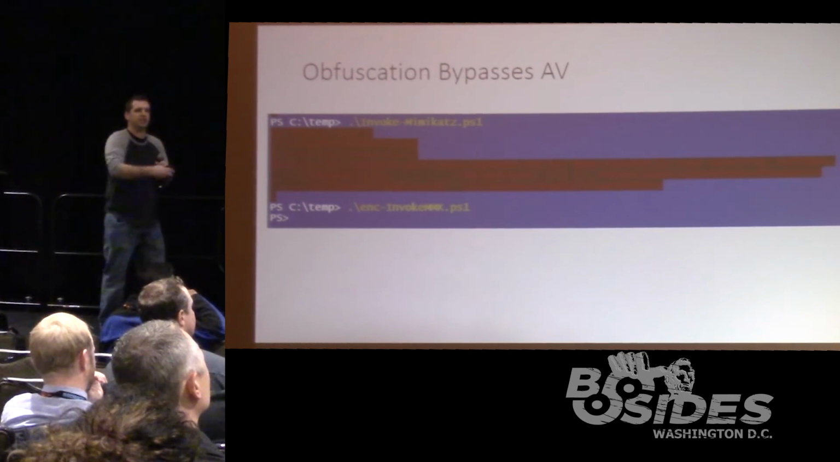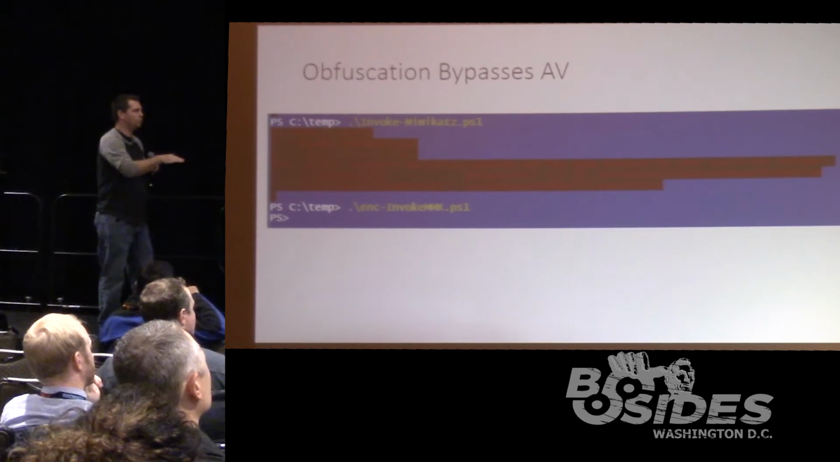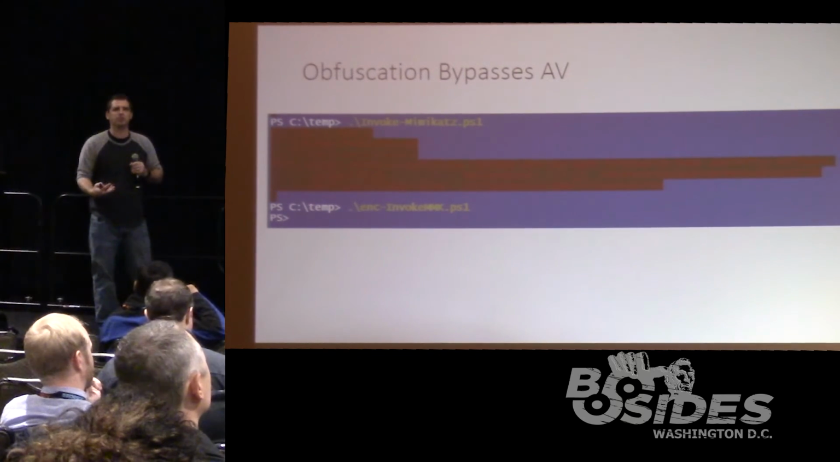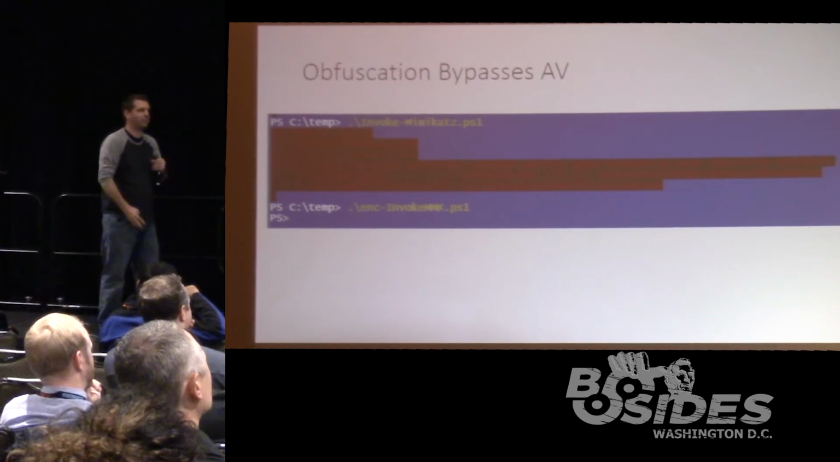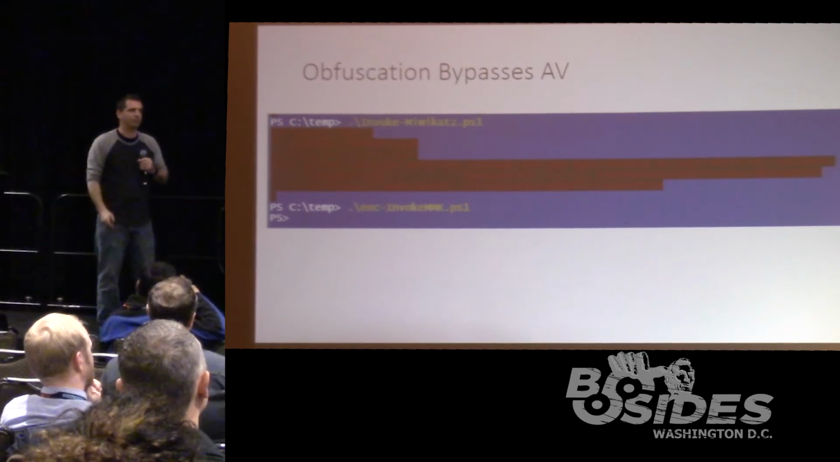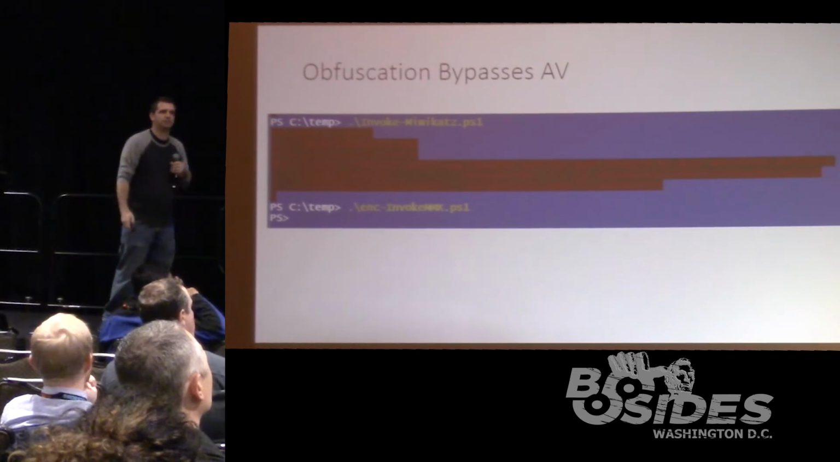So the top one is your standard Invoke-Mimikatz. The bottom one is an obfuscated version of Mimikatz that I just ran through Invoke-Obfuscation, selected the defaults, and ran it once. And it ran.